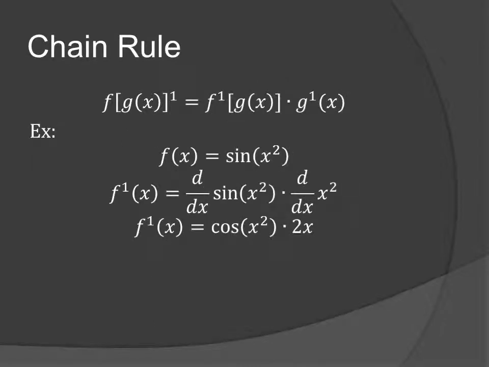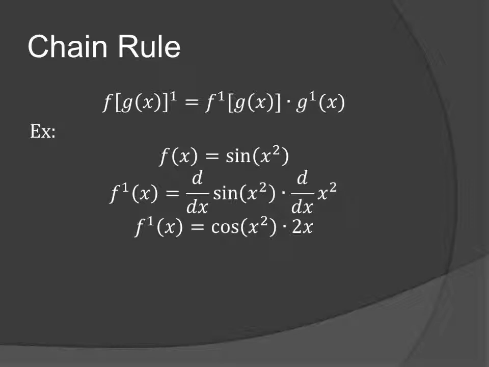The final rule is the chain rule. The chain rule is used when the x in the function is more than just x. So if x is squared, then we know to use the chain rule. The chain rule states that the derivative of f of g of x is equal to the derivative of f with just g of x times the derivative of g of x.